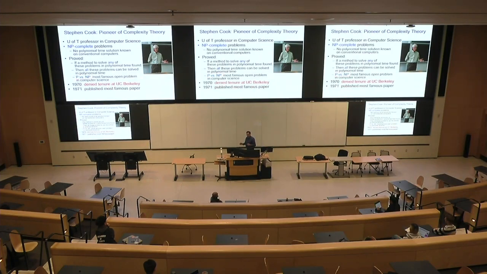In 1971, he published his most famous paper that basically showed that if you could solve any of these NP problems, you could solve all of them. They would basically all be proven to be P problems, polynomial solvable. In 1982, he won the Turing Award, computer science's highest prize.